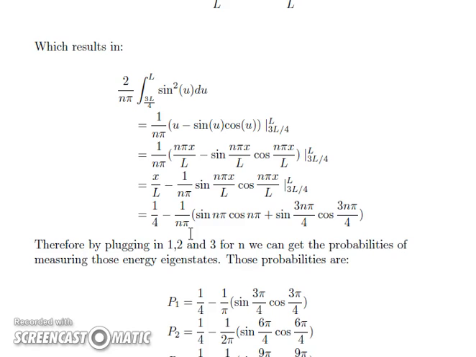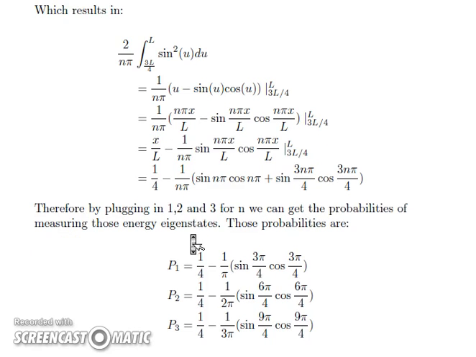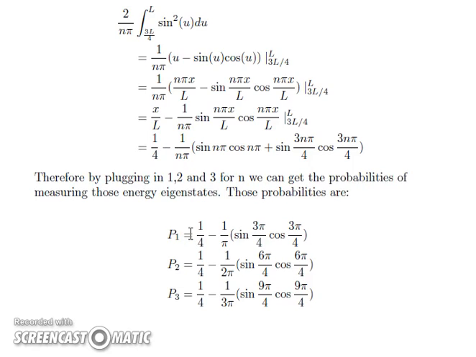And this is what we would expect, because the energy eigenstates only depend on n. Then the probability of measuring each one should only depend on n also. So therefore, plugging in for 1, 2, and 3, the probabilities of measuring the first, second, and third eigenstates are this.